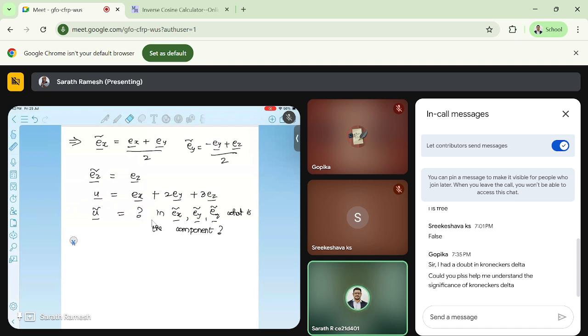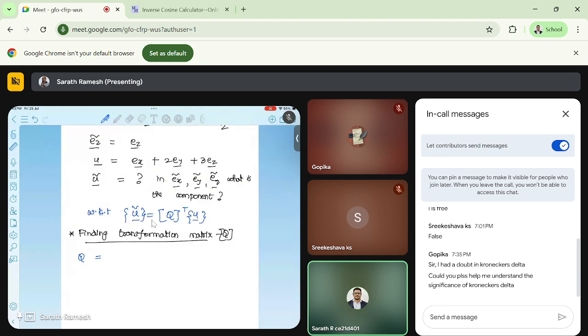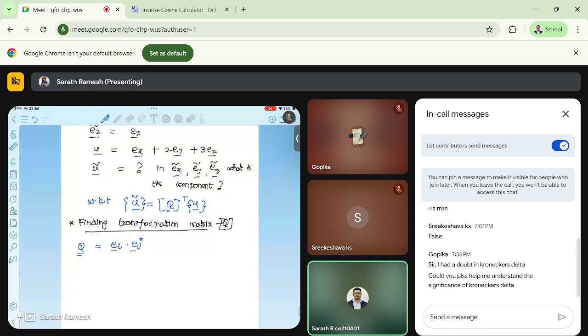Now what is this Q? Q is given by Ei dotted with Ej tilde. This is a tensor, so I am putting a double bar here. In the upcoming weeks' lectures, you will be clear what this double arrow means. So let's put Ej tilde. Now what is this Q? This is Qij, a component of Q. Let's put Qij.